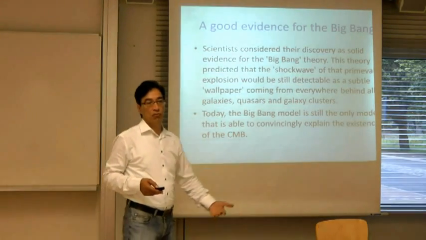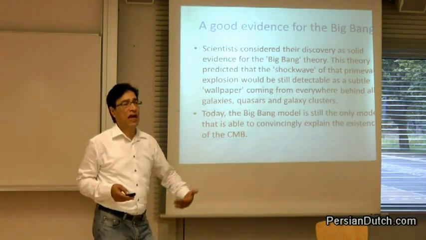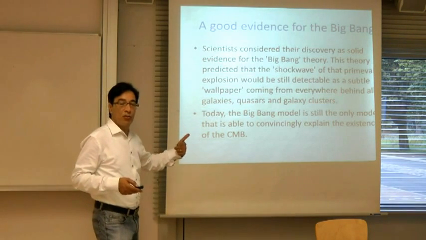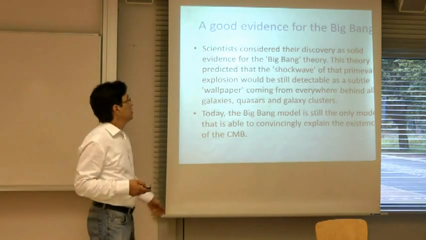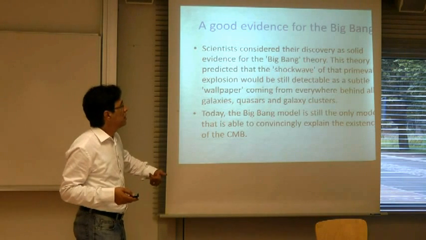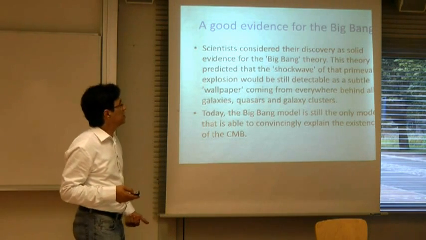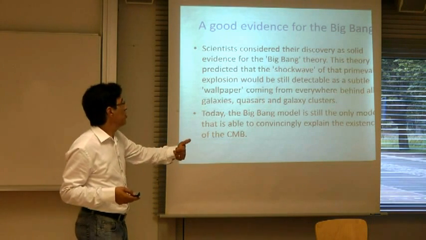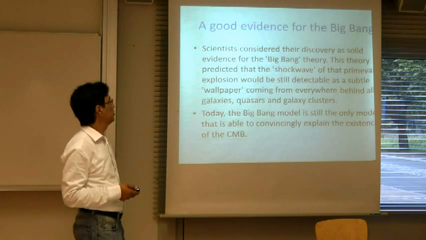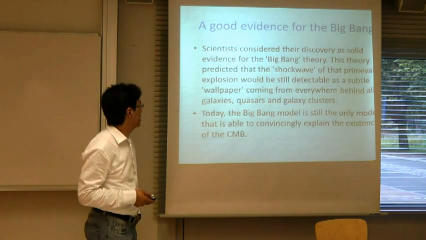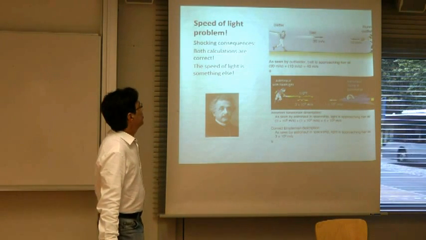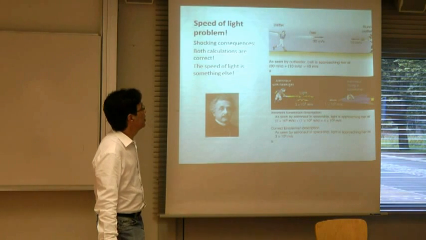There is the standard model, and sometimes they say no, M theory or string theories, all of them are on the table. But one of the most important ones that most scientists nowadays believe in is the Big Bang. They consider these discoveries solid evidence for the Big Bang theory. This theory predicted that the shock wave of that primeval explosion would still be detectable as a subtle wallpaper coming from everywhere behind all galaxies, quasars and galaxy clusters. Today, the Big Bang model is still the only model able to convincingly explain the existence of the CMB.